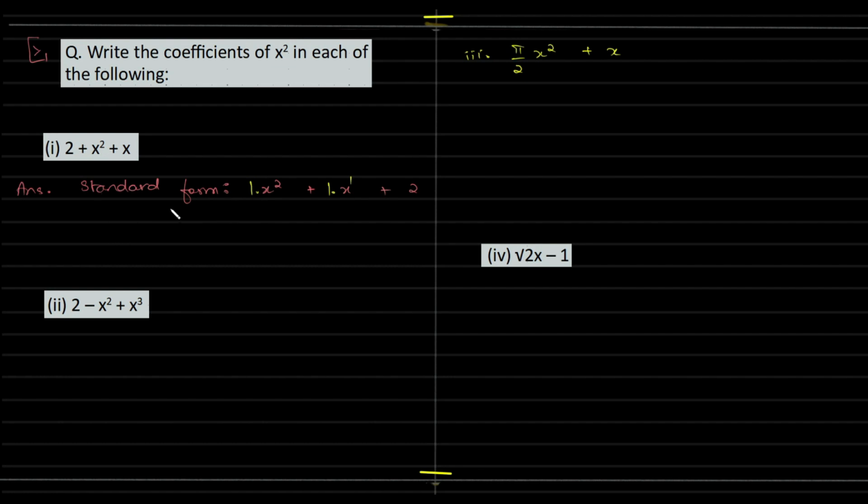Now coming back, we need to answer the coefficient of x square. So what is the coefficient of x square? Well, what is the number which is multiplying with x square? 1. That's it. Okay. So I would like you guys to pause and try the remaining set of questions.